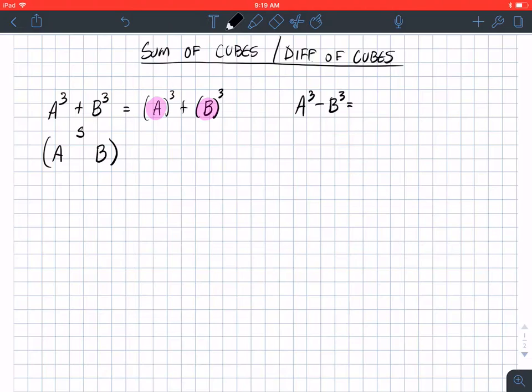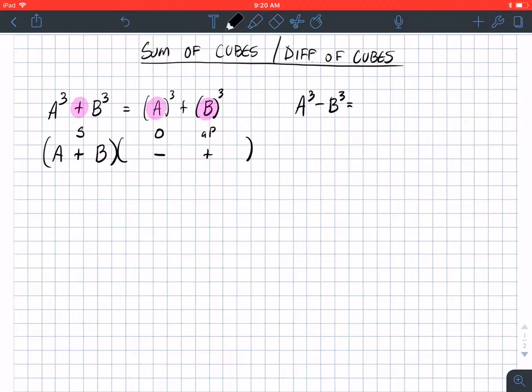So same means it's the same as this sign right here, sum. So that's addition. Then our opposite, and then always positive. So opposite of addition is subtraction, and always positive is here. So our second factor has those signs.